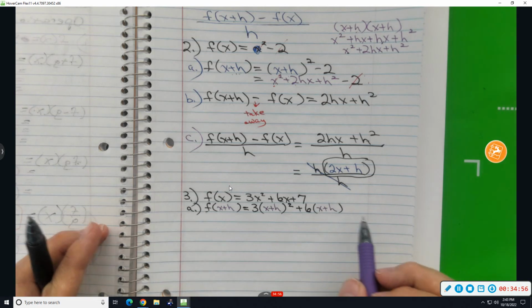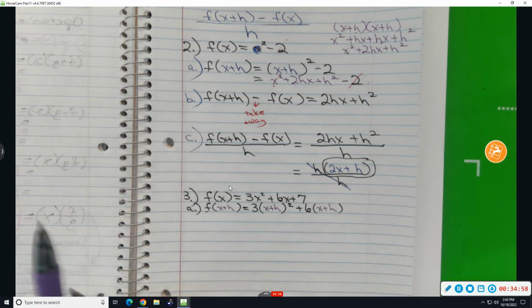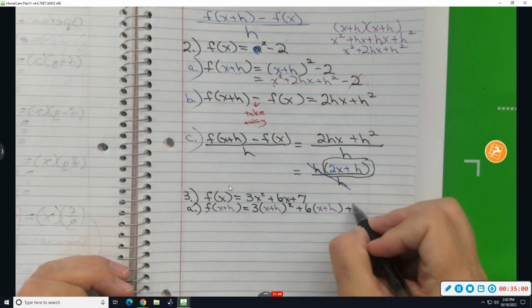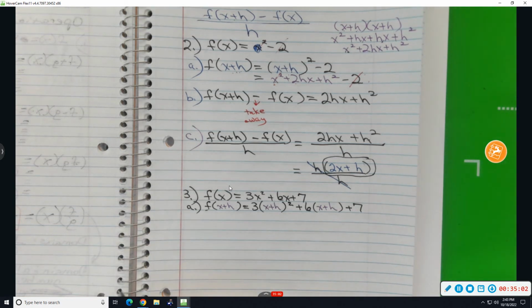And I have something else stuck on there, a plus 7. Don't you hate it when plus 7 just dangles? Well, that's going to disappear in the next step.